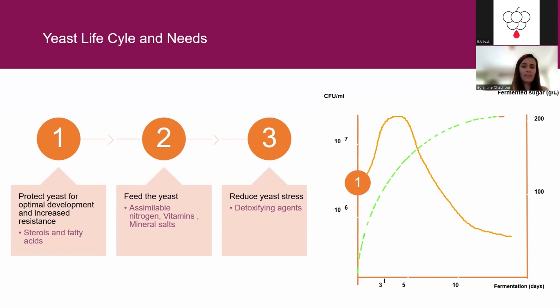So the yeast needs nitrogen and sterols and fatty acids at the beginning, at the moment of development. Usually that's when we talk about rehydration. Then you need to feed the yeast. When the yeast is at its peak phase, so the yeast already started to develop, has enough cells, and now she's going to ferment. To ferment, it's like running a marathon. You need the yeast to have good nutrients. Here she needs assimilable nitrogen, vitamins, and mineral salts.